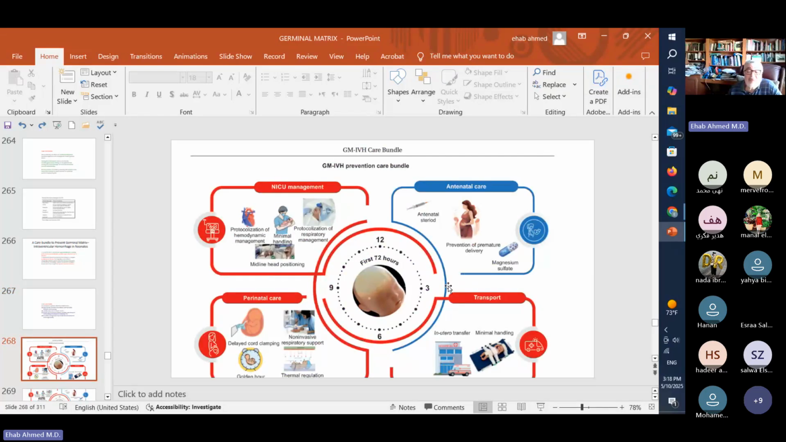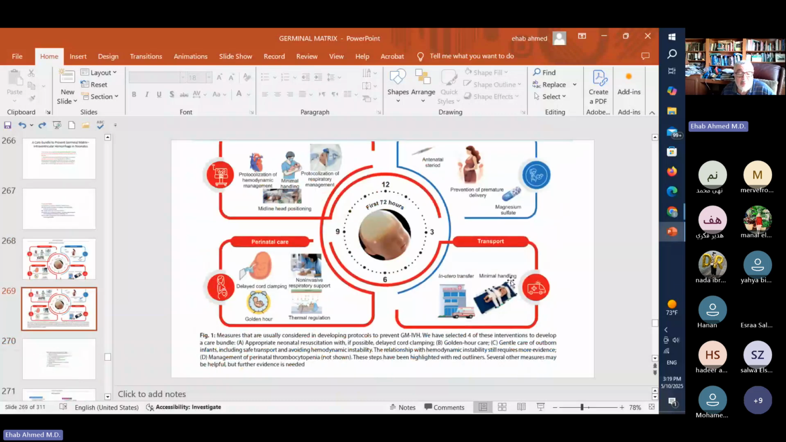And these are photos that show you what they do antenatally, what they do in the NICU, starting from the delivery room, and transport and perinatal care. These are the 4 points they stressed on. They call it a care bundle.